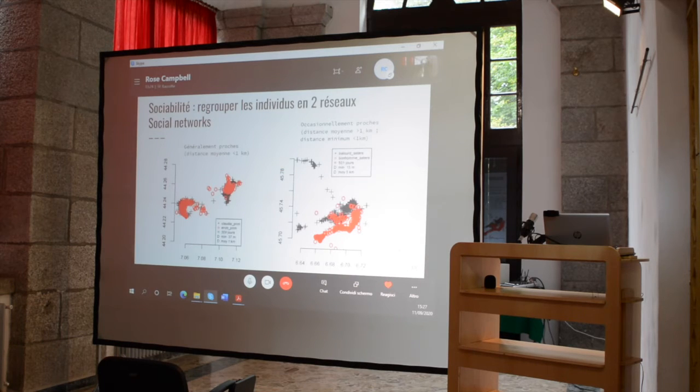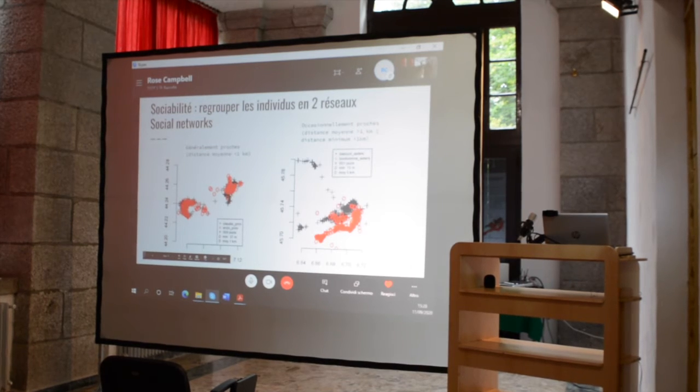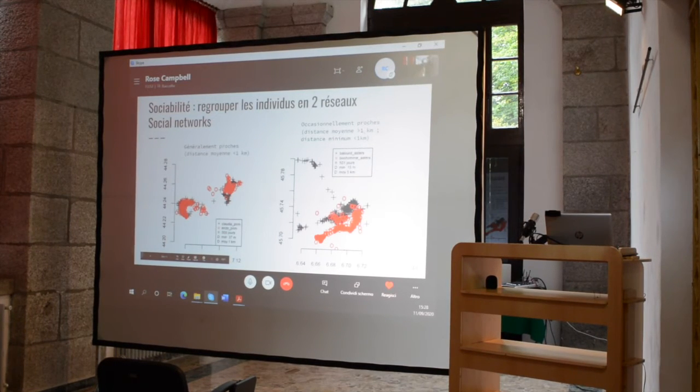The last idea I want to talk about is how we use distance to establish social networks. We define 2 relationship types based on distance: generally close individuals and occasionally close individuals. On the left, we have an example of 2 individuals who are generally close, which we define as having an average distance between them of less than 1 kilometer. You can see that their data are quite often superimposed.